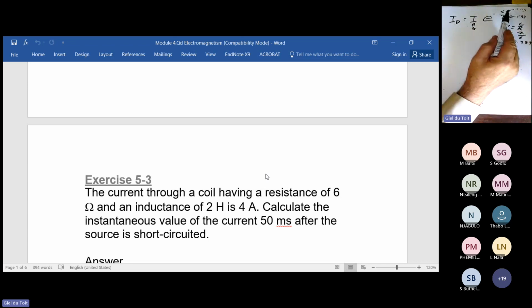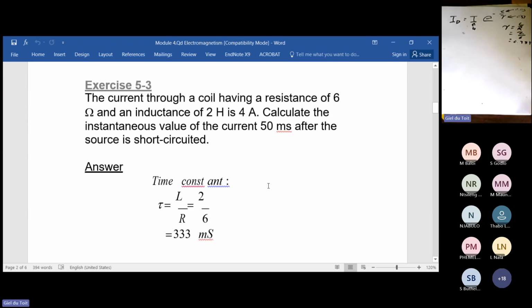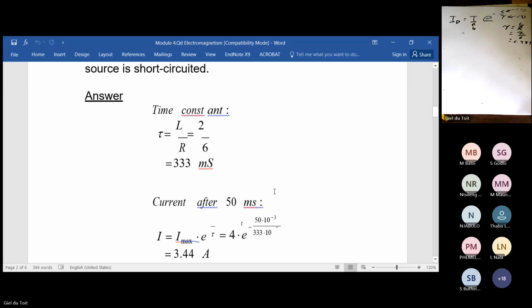So you put 0.05 in there over 0.33. So it's very simple. So what is the discharge current there, guys? How much? Or must I show you? Do you see how to do the time constant? And it's the discharge current, 3.4 ampere. Okay. Have you got it? You see the 50 milliseconds written there on top and the 330 milliseconds on the bottom, and then you get your current. All right. Any questions on this one?